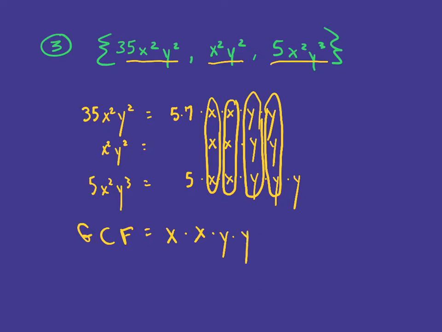But not a third trio, so we end up with x times x, which is x squared, y times y, which is y squared. So again, that's not a method that you'll do very often as you go through algebra, but it'll come up on these first 3 problems.